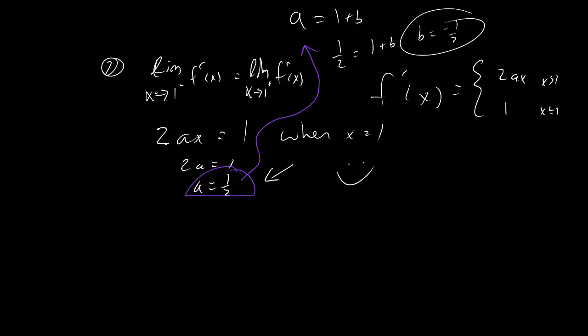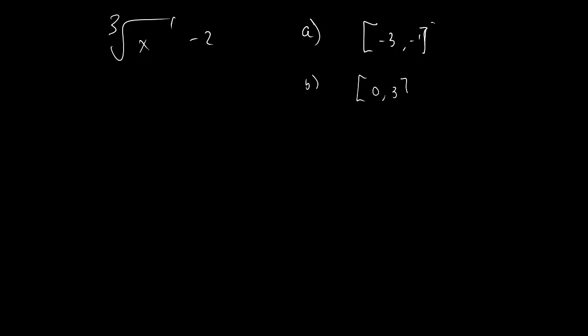Number 4, determine if the cube root of x minus 2 is differentiable on each of the intervals. A is going to be negative 3 to negative 1. B is going to be 0 to 3. And C is going to be negative 1 to 0.